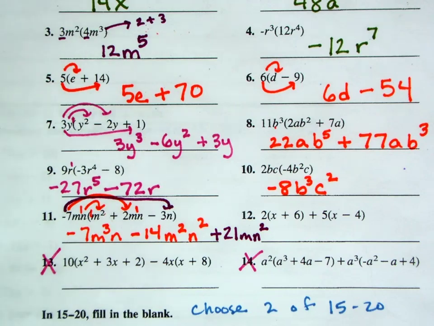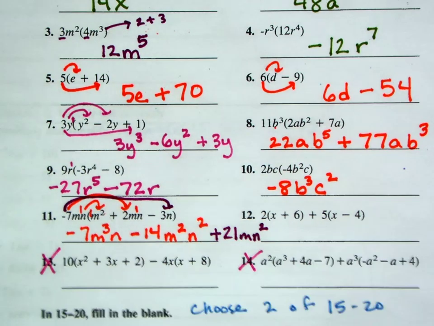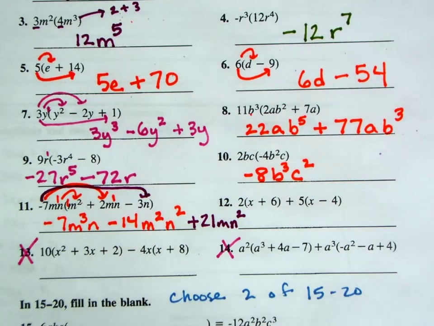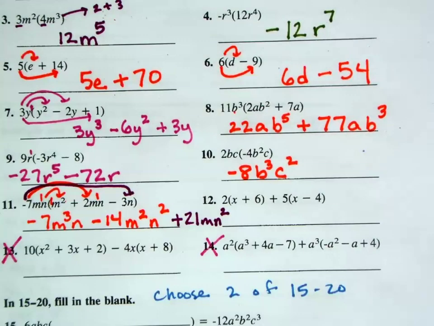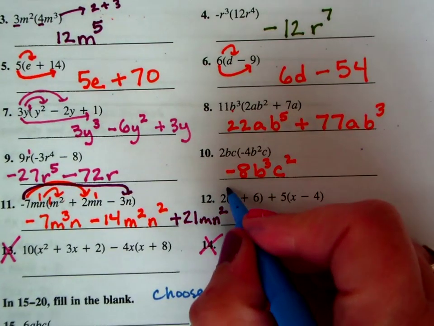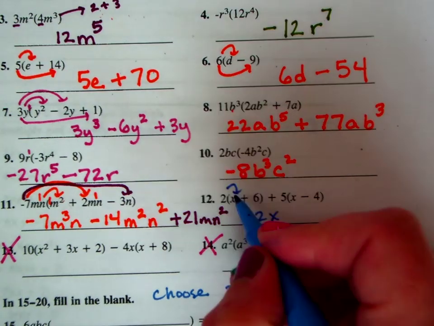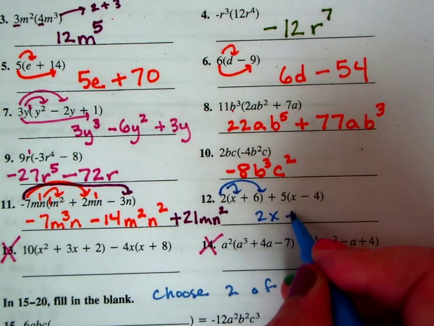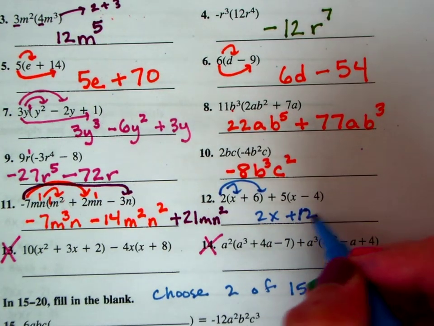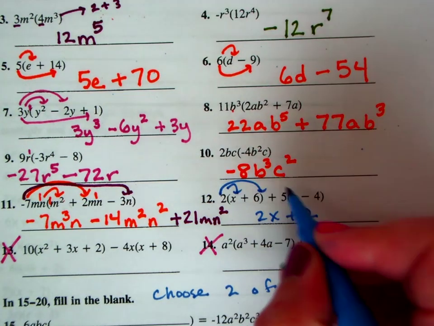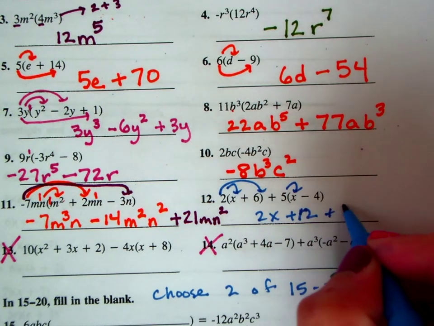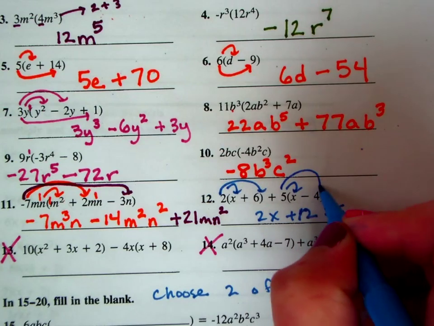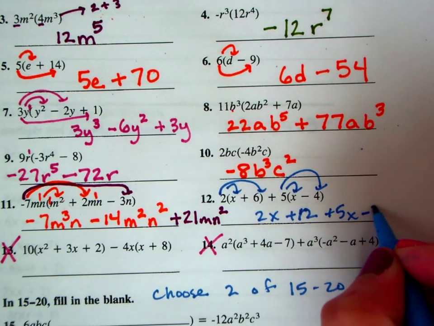Okay, the next one. So let's change color so you can actually tell. Yeah, sorry about that. I think I definitely would skip those. So 2 times x is 2x. 2 times 6 is 12. 5 times x is 5x. And 5 times negative 4 is negative 20.